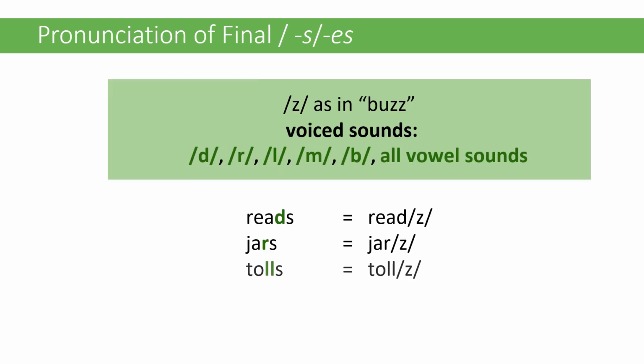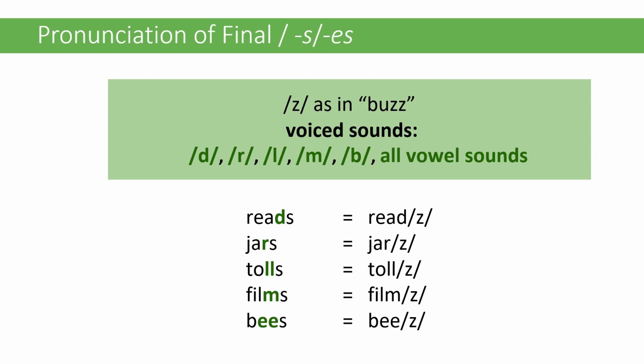So the final S is pronounced Z, as in buzz, after voiced sounds. Examples of voiced sounds include d, o, b, and all vowel sounds. So listen and repeat. Reads, jars, tolls, films, bees. So again, the way we can tell voiced sounds is by putting our hand on our throat and we'll hear a vibration.